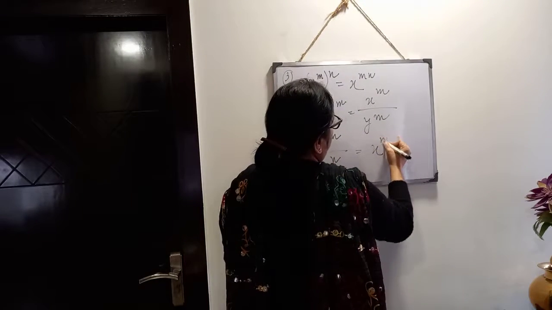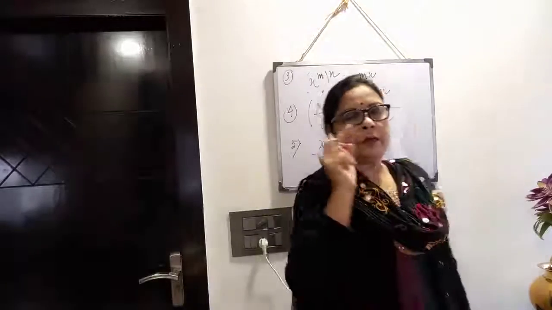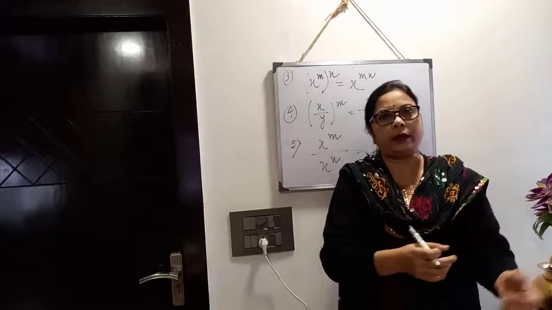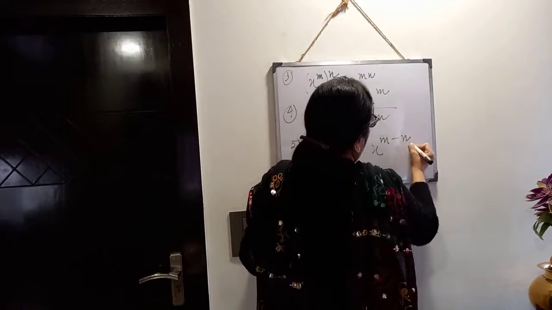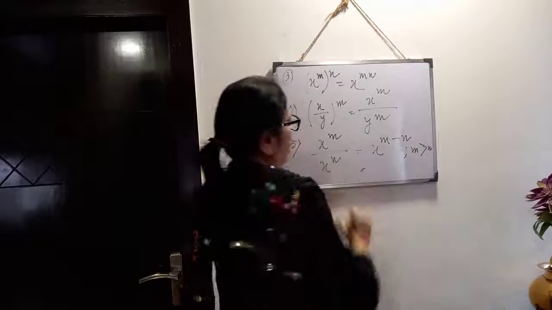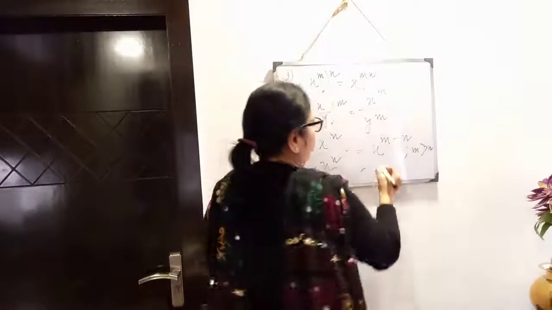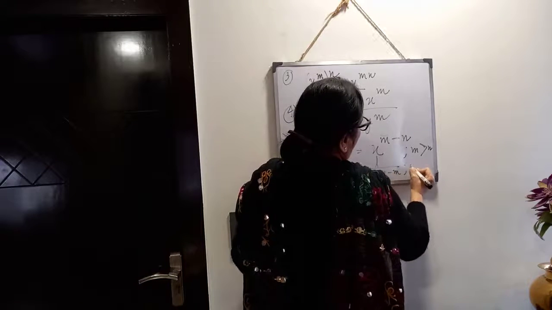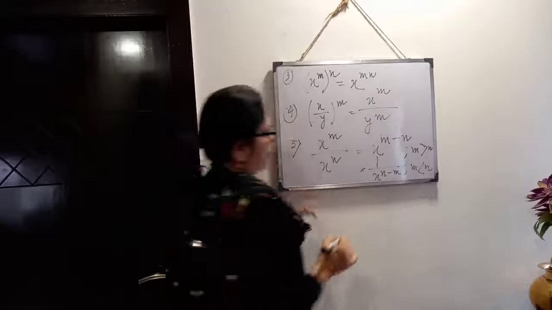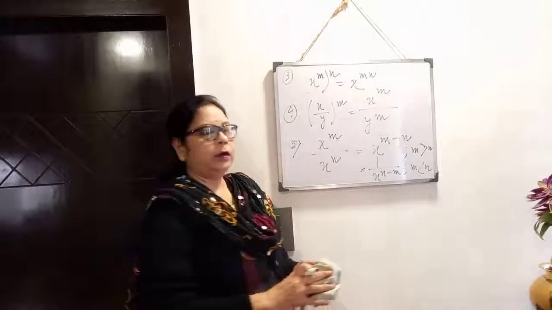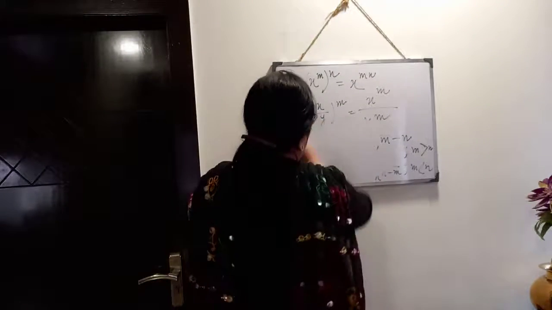Subtraction. Powers will be subtracted. In case of multiplication, in the first rule I told you that for the same base, powers will be added. And in case of division, powers will be subtracted when m is greater than n. Clear? And when m is less than n, then it will become 1 by x to the power n minus m. Clear? So these are the laws which you have to apply, and you will get it in your book.